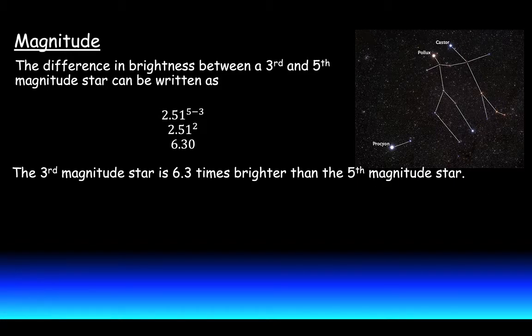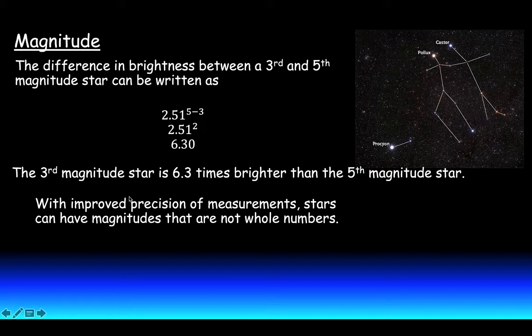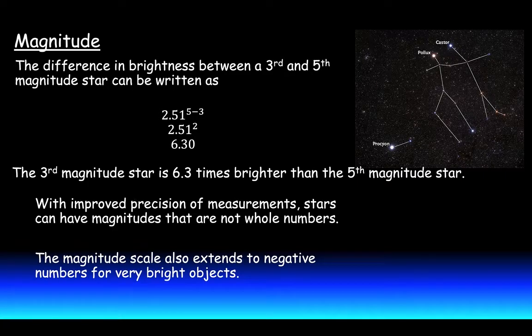Now, why did I have a 3rd magnitude and a 5th magnitude star? I know those 2 stars are 2 magnitudes apart, 3 to 4 to 5, that's 2 orders of magnitude. Why didn't I just start right here, 2.51 squared? Well, if I think of it in this way, 2.51 raised to the dimmer magnitude minus the brighter magnitude, I could extrapolate this to any magnitude. And with improvements in precision of measurements, stars don't need to have magnitudes that are necessarily whole numbers. And the magnitude scale could also be extended to allow for very bright objects with negative magnitudes.